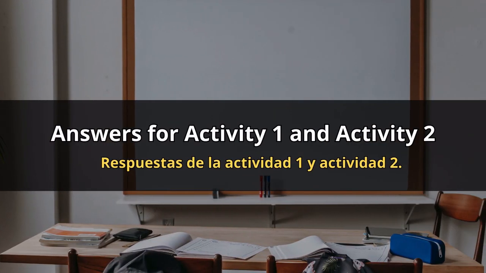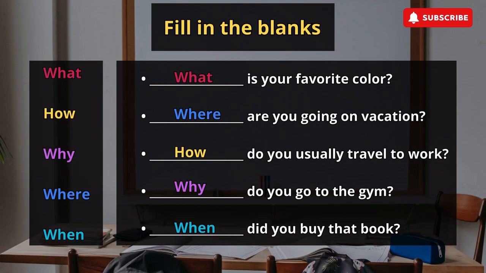Answers for Activity 1 and Activity 2. Fill in the blanks. What is your favorite color? Where are you going on vacation? How do you usually travel to work? Why do you go to the gym? When did you buy that book?